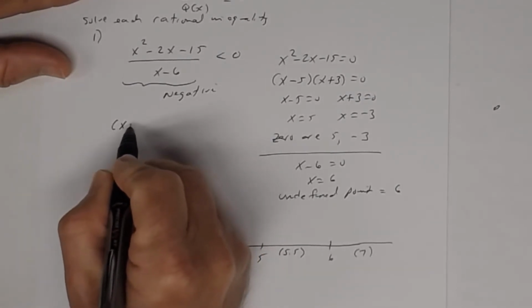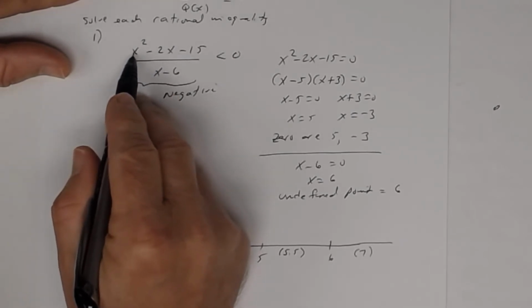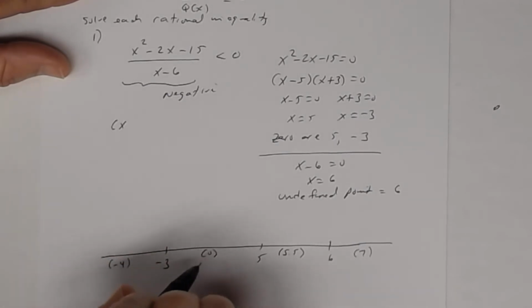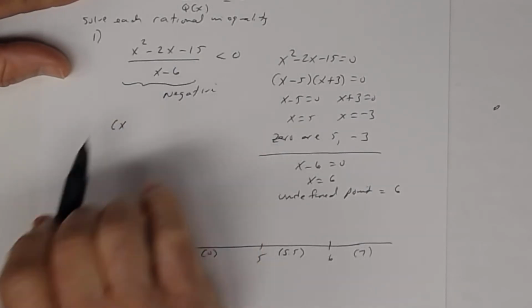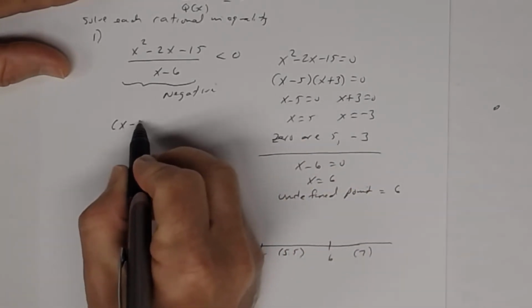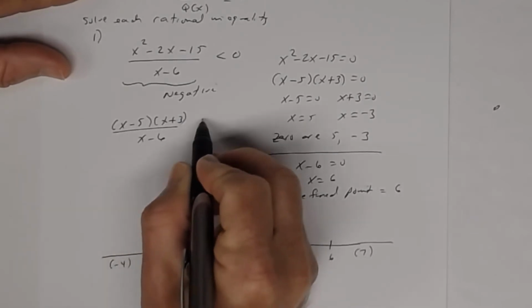So it'll be x, always use a factored form. You can use the original problem, except you could easily mess up because you're going to have to take each of those test points and substitute where we see the variable x. But it is easier to use the factored form. So (x minus 5)(x plus 3) divided by (x minus 6) is less than 0.